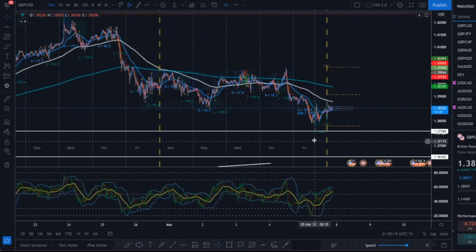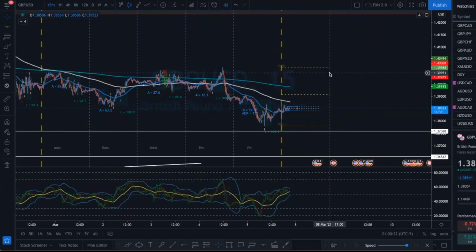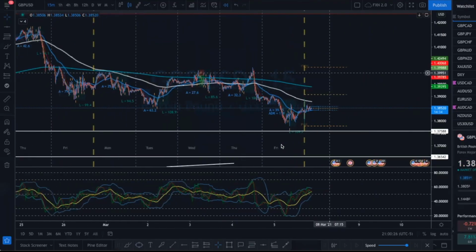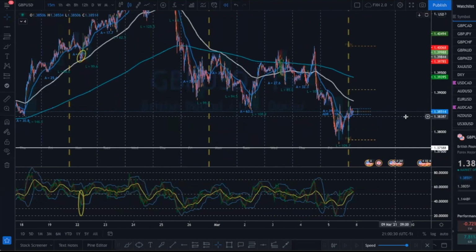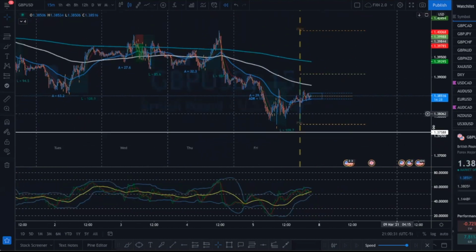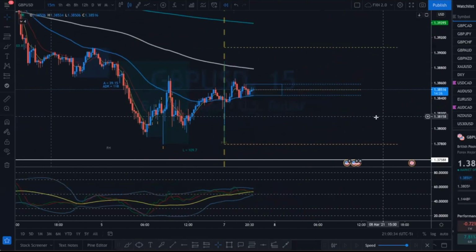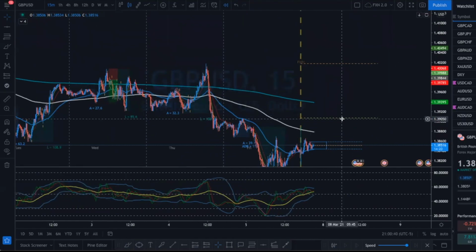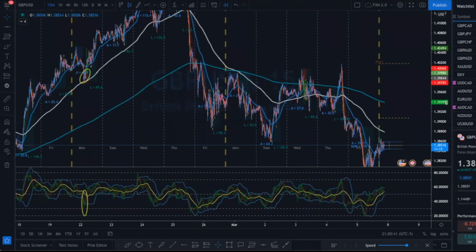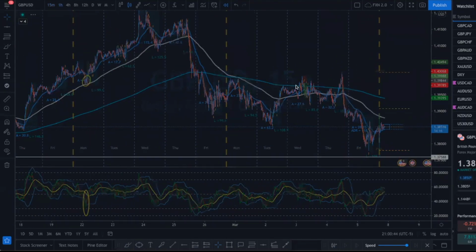Okay. So now for me, I want to have it bounce off one of these EMAs to trend down. Yeah, I would be looking for that.